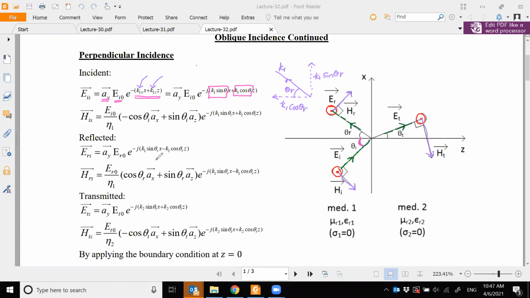Got it? So if you see here, it is reflected as ER0 e to the power of. So what is the direction? K1 sine theta R times X, right? And then what is this direction? This is the negative direction. Can you see this? It's the negative direction. So that's why it is minus K1 cos theta R times Z.